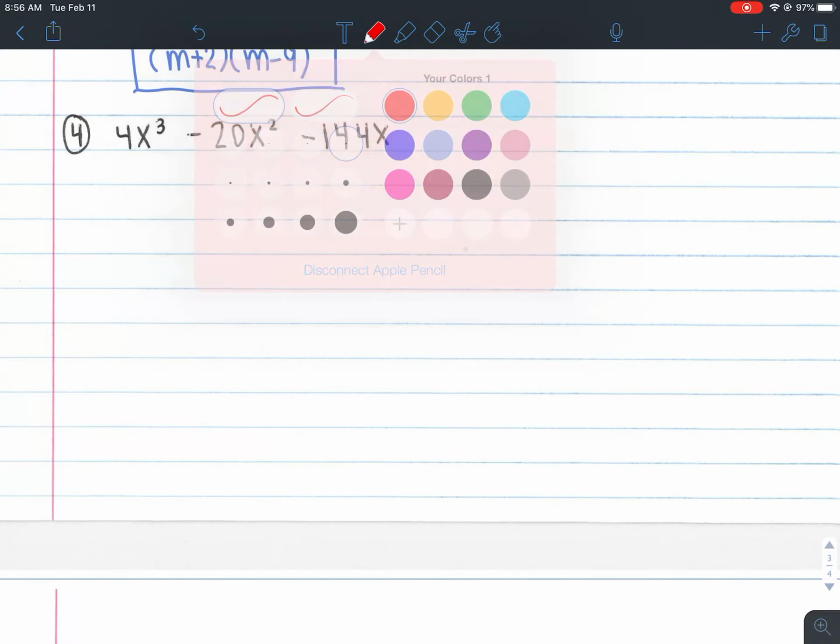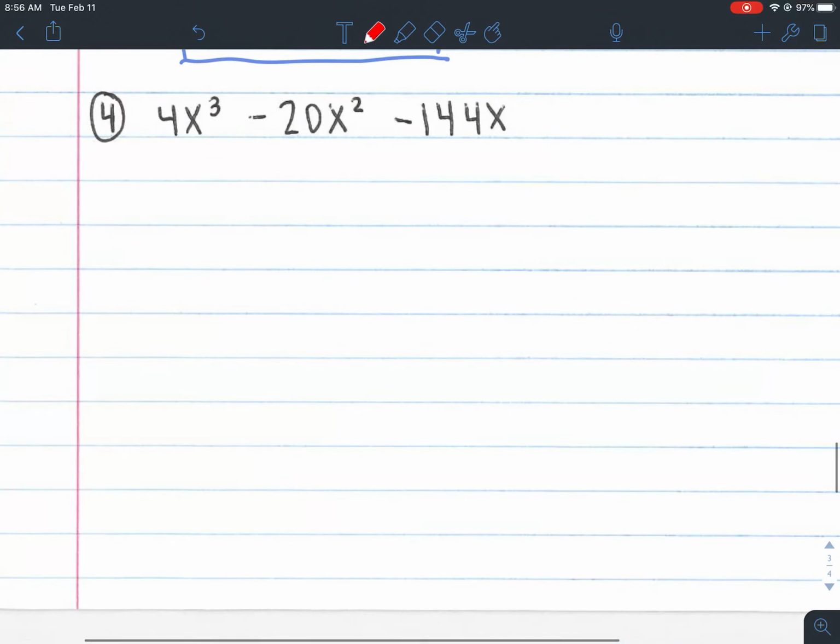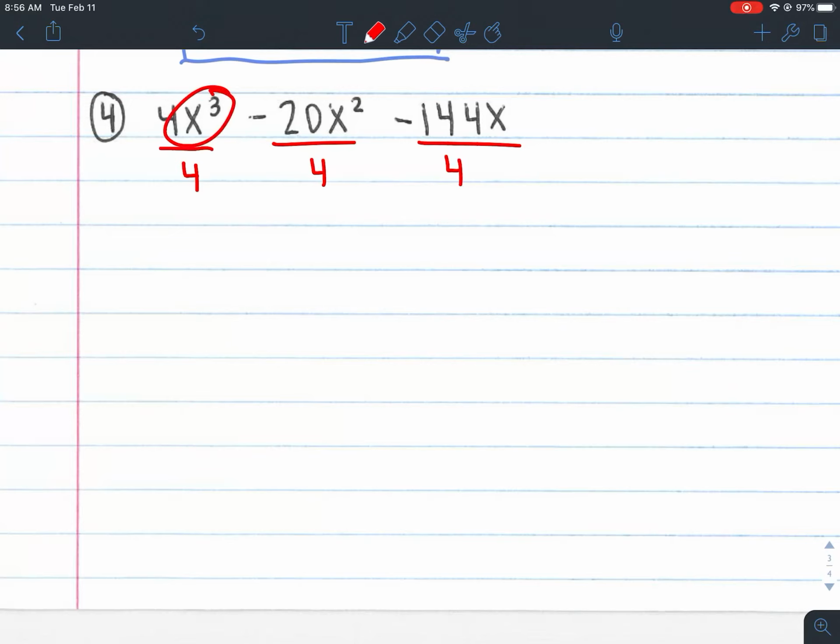Number 4. So, let's look. It's in standard form because it goes from the highest exponent to the lowest exponent. Do I have any GCFs? I do. The largest number I can factor out of all 3 of these terms is positive 4. Can I factor out any x's? I can. Now the first one has 3 x's, the second one has 2 x's, and this one has 1 x. So the most amount of x's I could factor out is just one of them. So our GCF this time is 4x. It's not just a number.